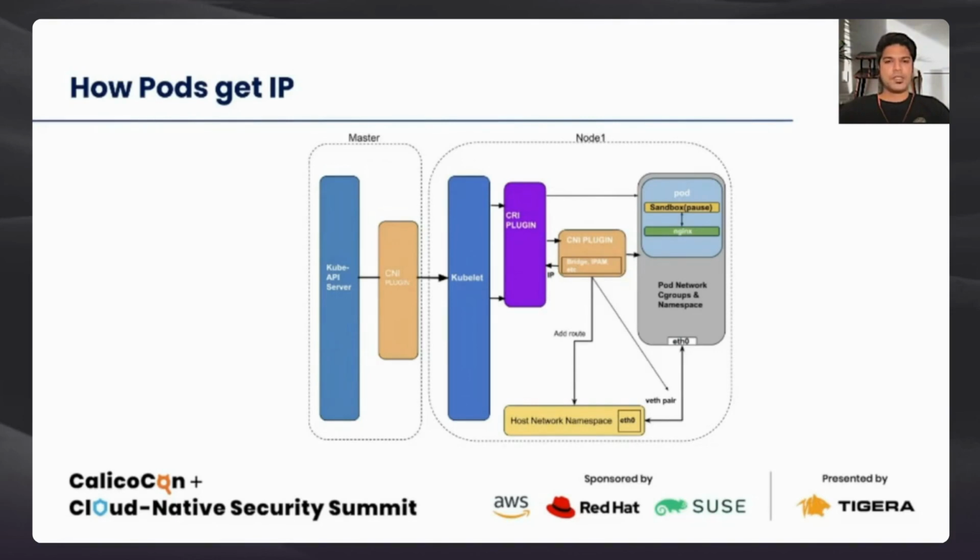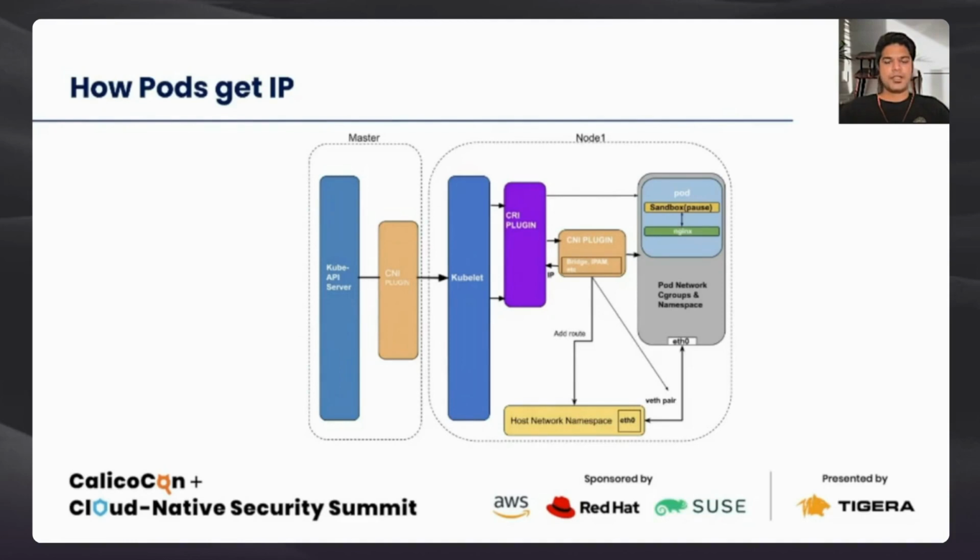Kubelet will call a CRI plugin, container runtime interface. This plugin is the containerd as we discussed in one of the previous slides. Now, this CRI plugin will use containerd and will create a pod network. By pod network, I mean only the network namespace and cgroups. Next, CRI plugin will trigger CNI to establish a network between the pod network and the host network. It will create a VETH pair, virtual Ethernet pair, attaching one end to the pod network namespace and the other end to the host network namespace.